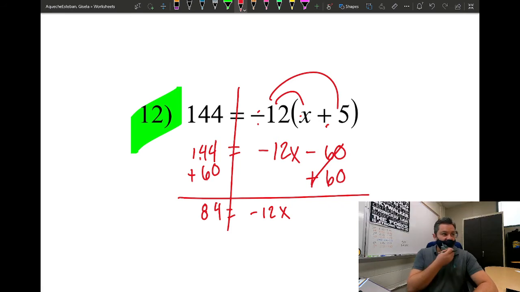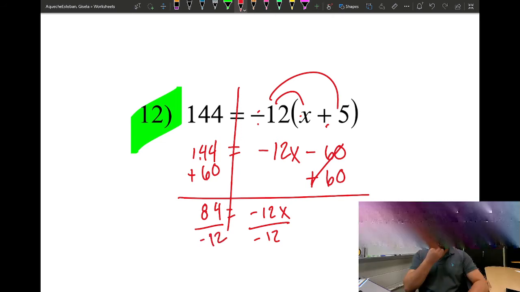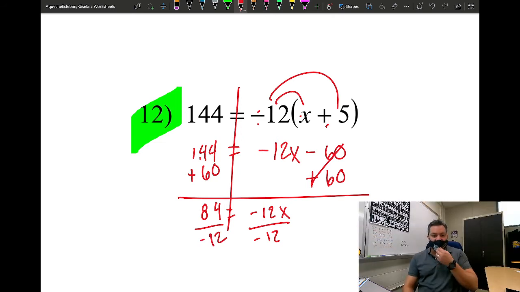I said the second step is either going to be multiply or divide. What are we going to do in this case? Divide, because it's multiplying, right? We're going to divide by negative 12. What I do to one side, I do to the other side. At this time, is the answer going to be positive or negative? Negative, right? So look at the answer choices if you have them and delete the positive ones, right?